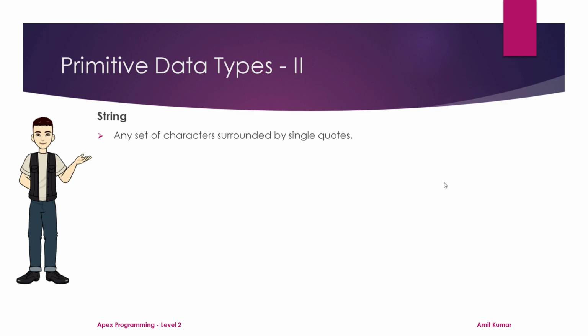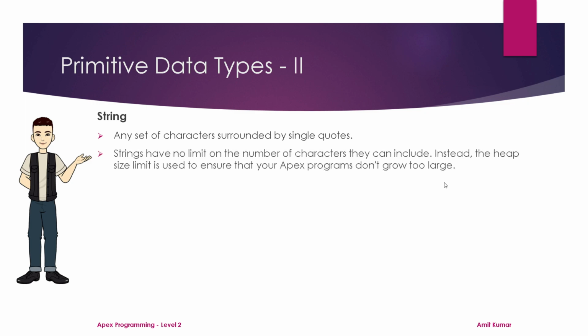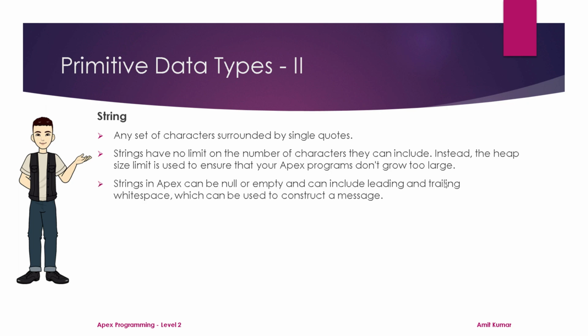String. Any set of characters surrounded by single quotes is a string. From the very beginning of the course, we are dealing with strings. Strings have no limit on the number of characters they can include. Instead, the heap size limit is used to ensure that your Apex programs don't grow too large. Strings in Apex can be null or empty and can include leading and trailing white spaces, which can be used to construct a message. All strings in Apex use the following escape sequences.